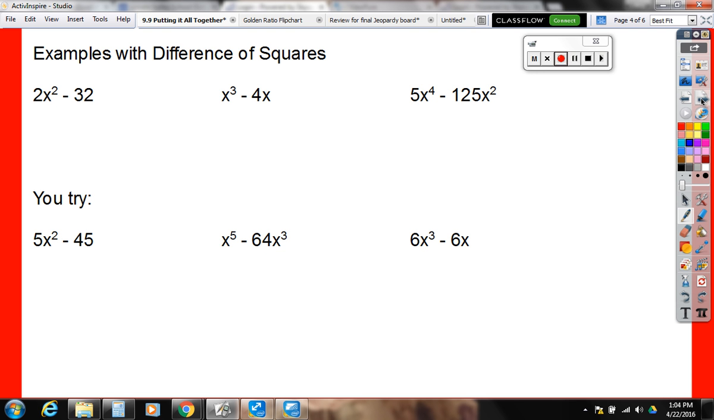Stephanie, what is my greatest common factor of those two numbers? 2. So if I factor out a 2, what am I left with? What do I have left? 32 divided by 2? 16. Okay, and then factoring this difference of squares, what do we get? Keep going, Stephanie.